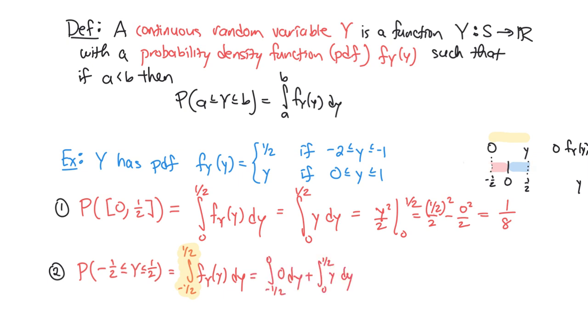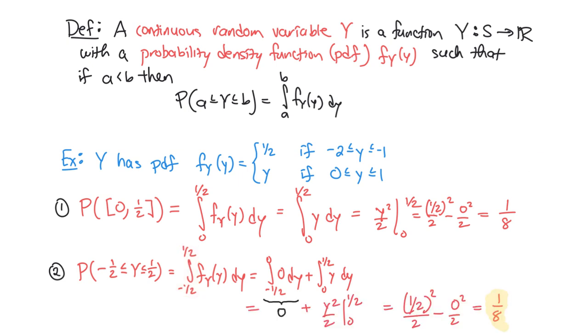So the integral only considers that truncated centerpiece. From negative a half to 0, I'm integrating 0. From 0 to a half, I'm integrating the other part, y. The first integral is a 0. The second integral is a standard polynomial, y squared over 2 with your upper and lower limits. Put in those limits, and the answer is 1/8.